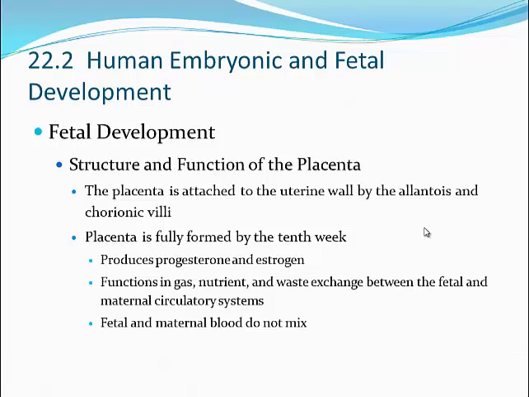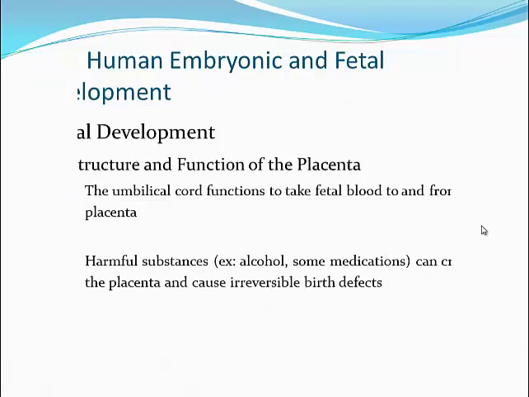The placenta has a fetal portion, contributed by the chorion, and a maternal portion, consisting of uterine tissues. It is attached to the uterine wall by the allantois and the chorionic villi. The placenta is fully formed by the 10th week. By now, it produces progesterone and estrogen. It functions in gas, nutrient, and waste exchange between the fetal and the maternal circulatory systems. However, the fetal and maternal blood generally does not mix. The umbilical cord functions to take fetal blood to and from the placenta.